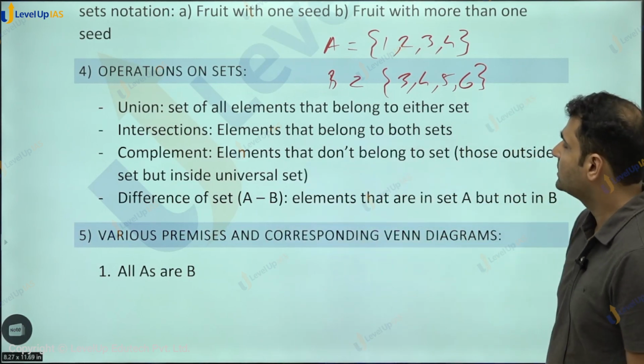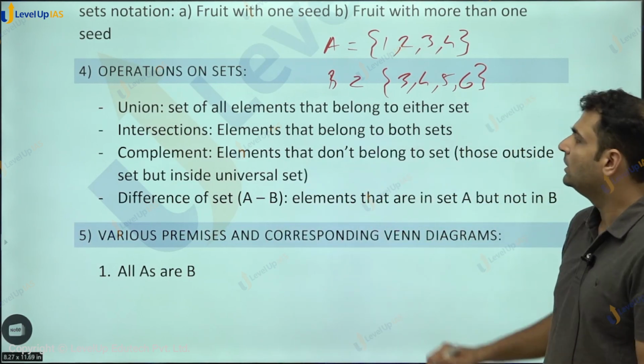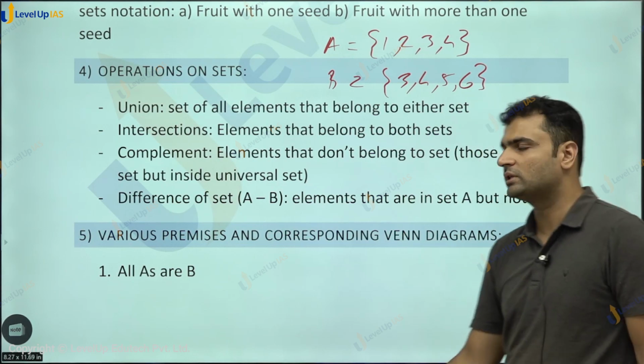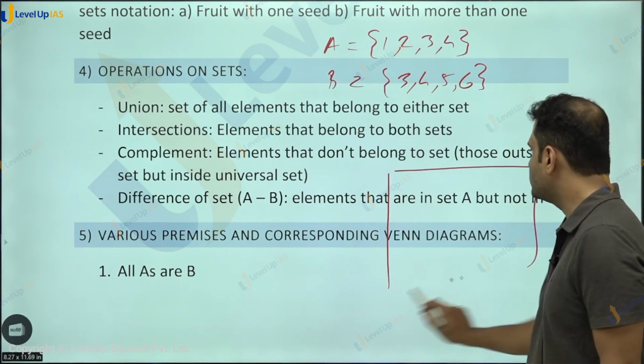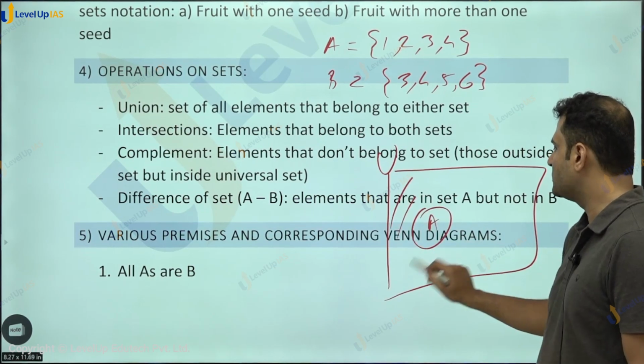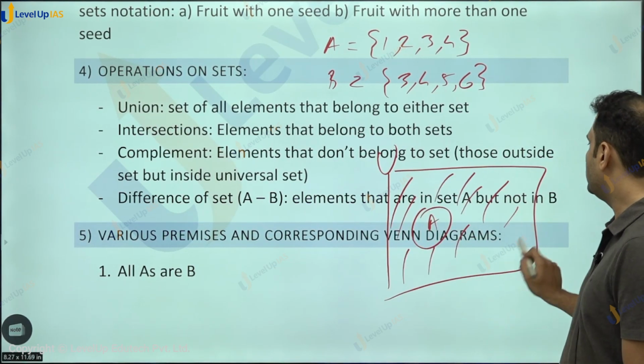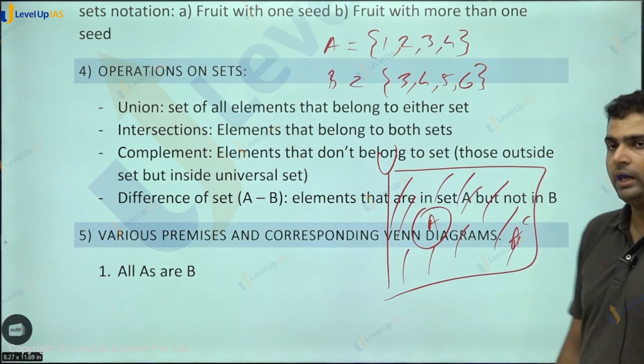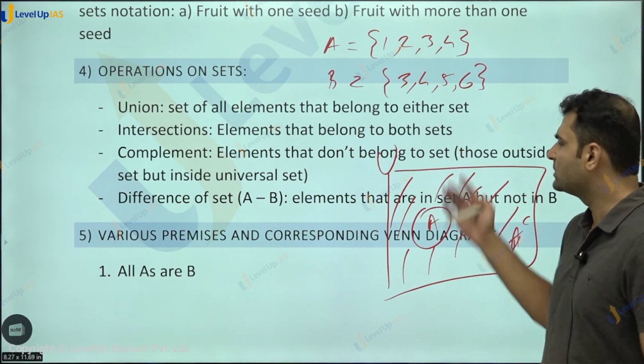Complement. The elements that don't belong to the set, those outside the set but inside the universal set. For example, if I have this as the universal set and this is set A, then these are the elements of A complement. Complement of A. Outside of it, but inside the universal set.